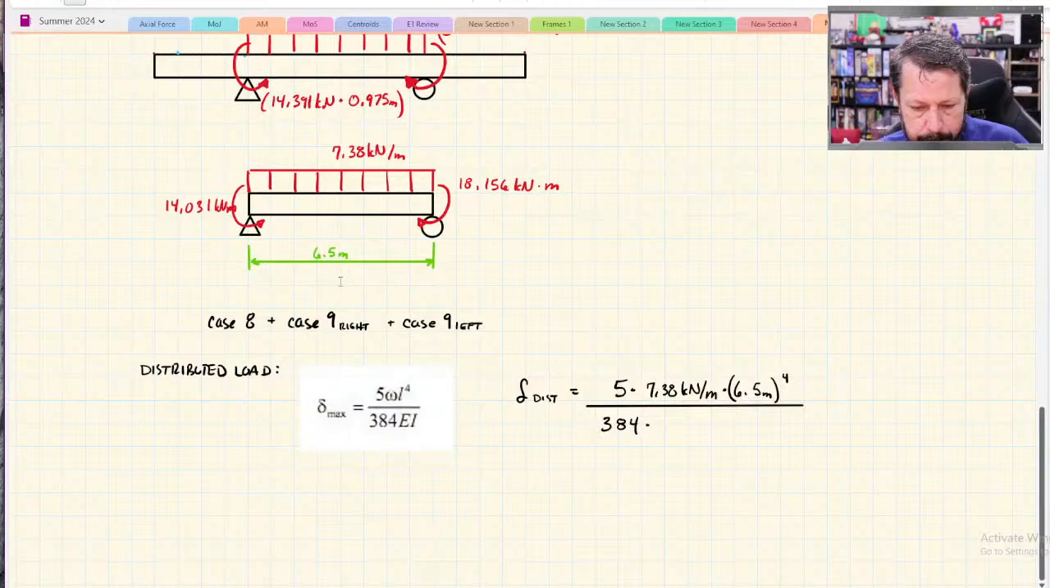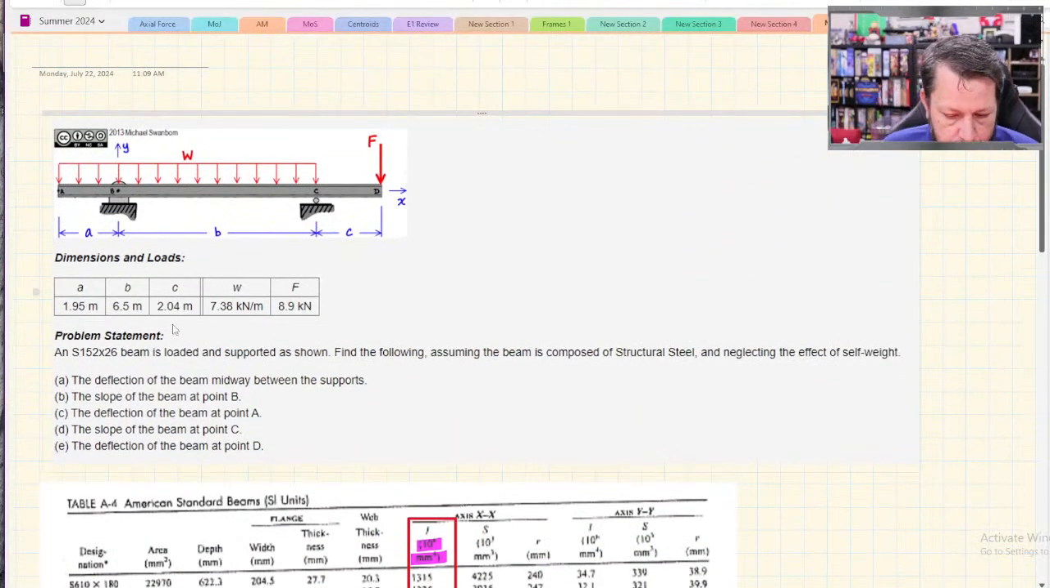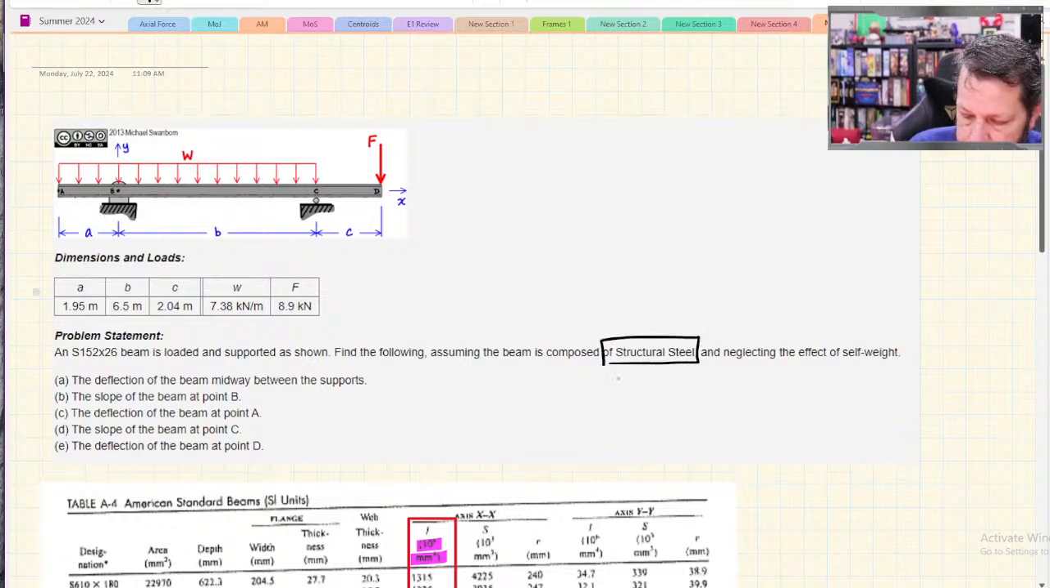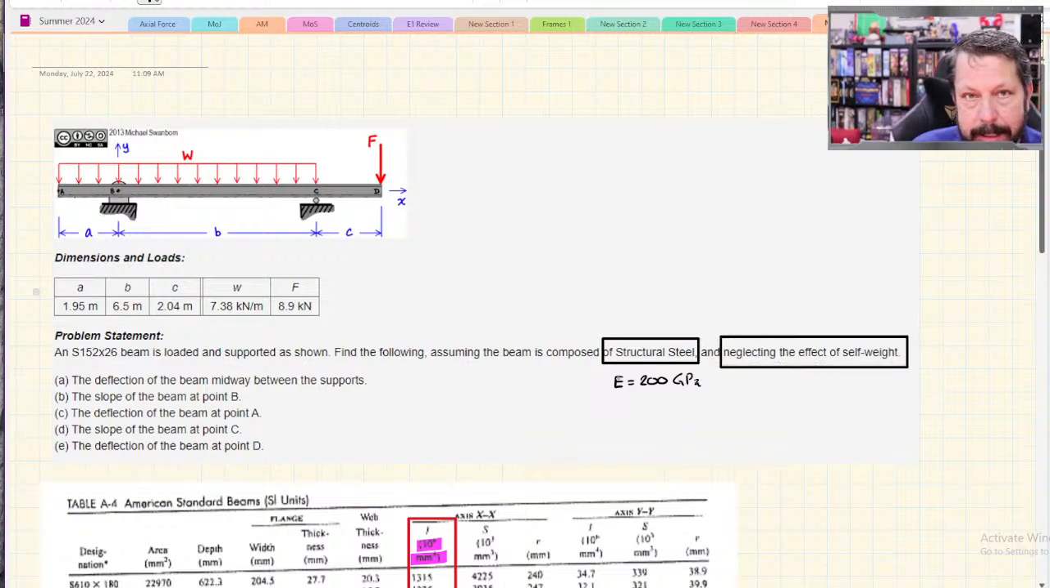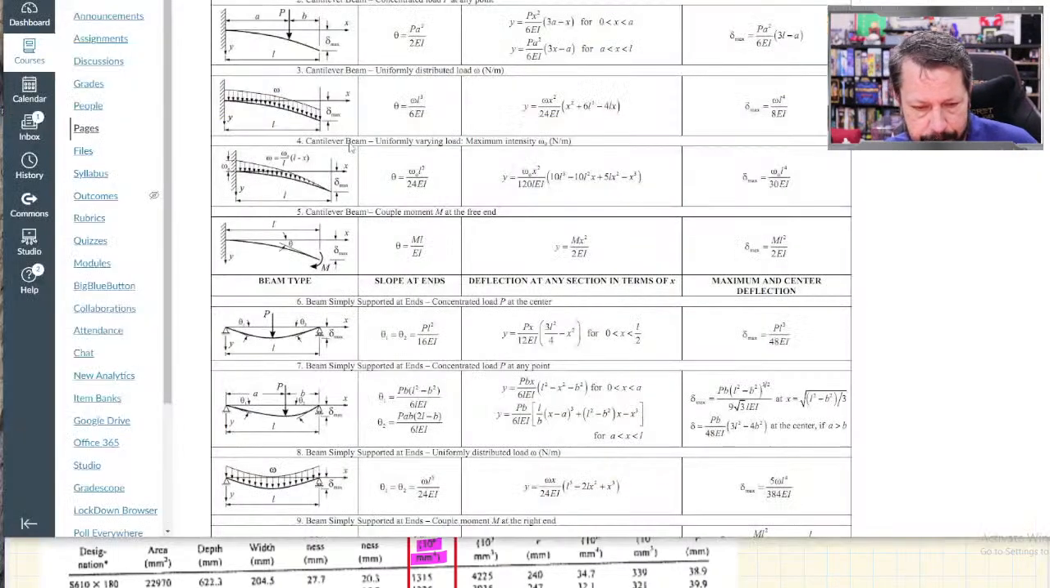So our problem statement, where's it at? We assume that it's structural steel, so we can get E from a chart. I think it's going to be 200 gigapascals, but we'll look it up because I'm not 100% sure on that. It also says to neglect self-weight. That's important, meaning that we don't have to include the fact that this beam has its own weight that causes it to deflect. So let's go check and make sure the structural steel number is right.